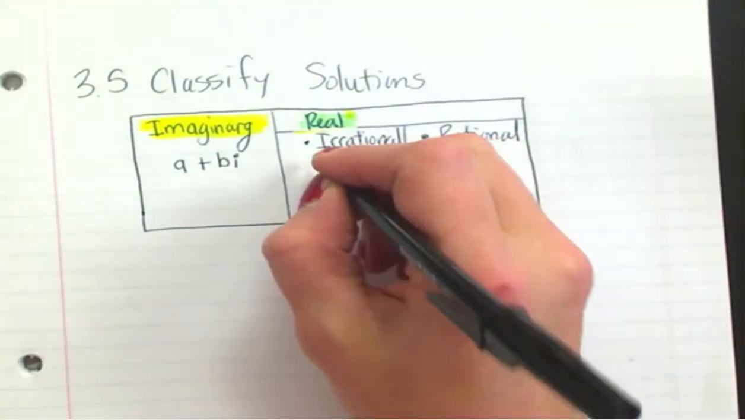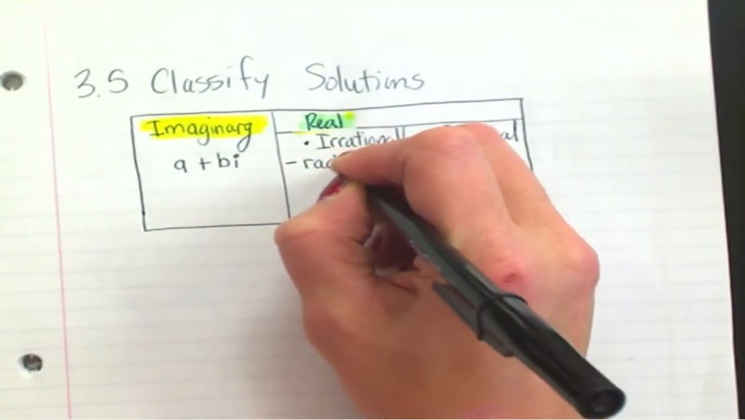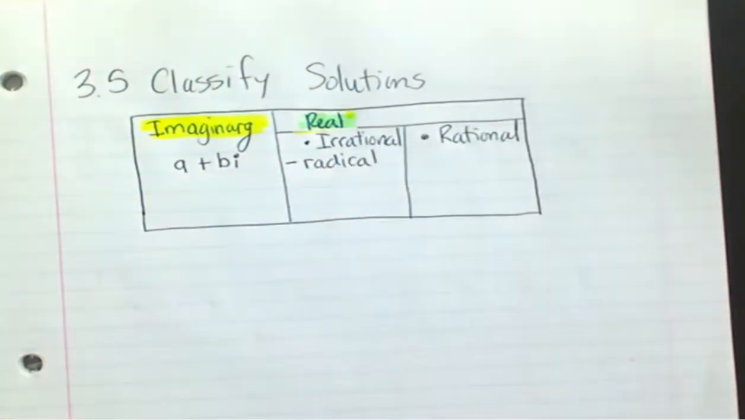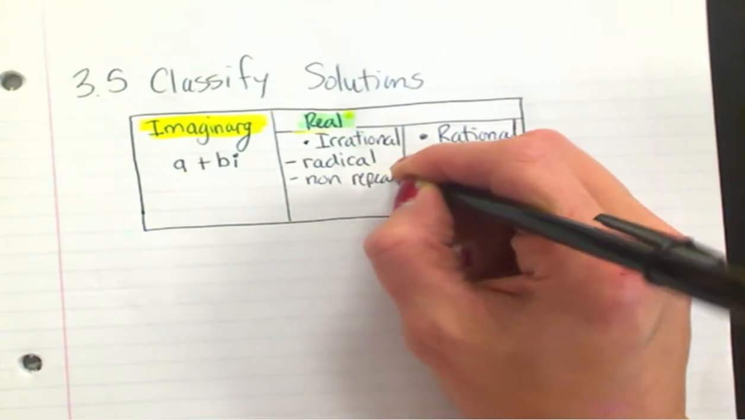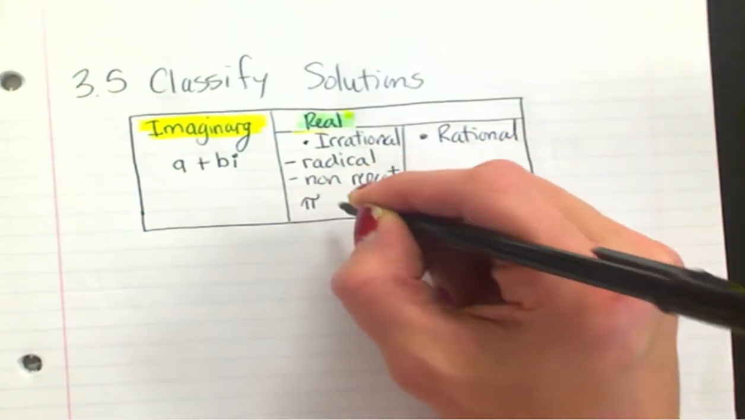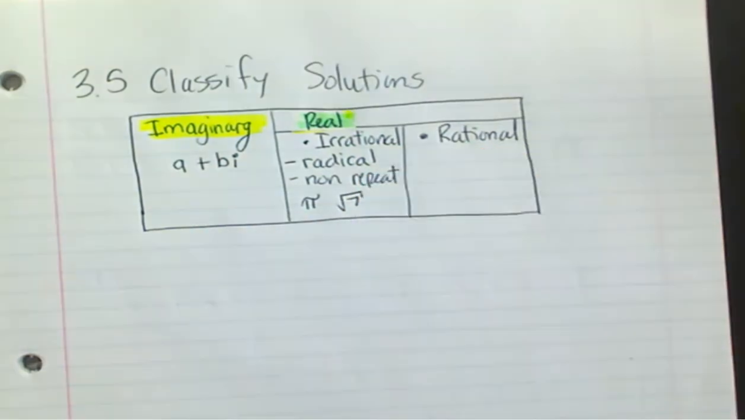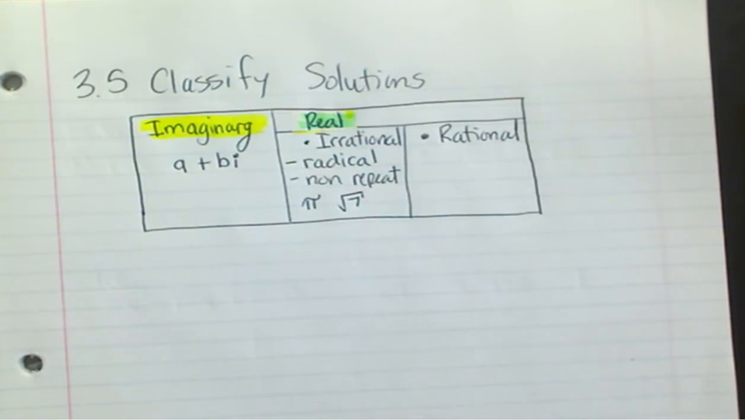Okay, irrational numbers have a radical. Or we call these non-repeating decimals. For example, pi, root 7. We are going to solve quadratic equations, and then we're also going to use vocabulary words to describe those answers.